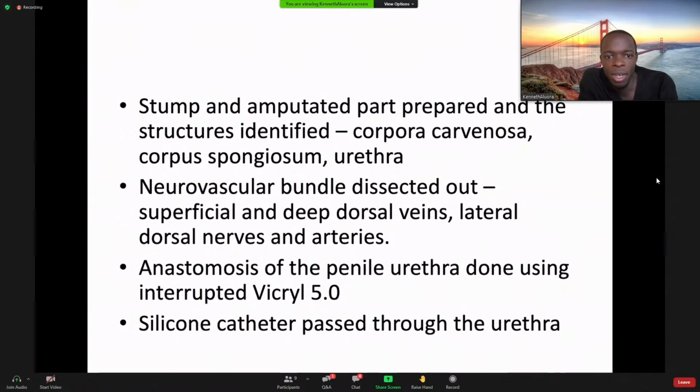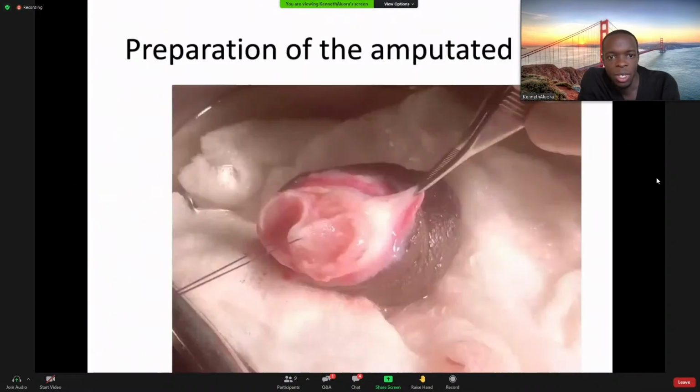The neurovascular bundle was dissected out. The superficial dorsal vein was not so good because it had been crushed, but we identified it. The deep dorsal artery and the deep dorsal vein were good. Then the dorsal arteries and the dorsal nerves we also visualized and repaired. So first we started with the anastomosis of the penile urethra, which was done using interrupted Vicryl 5, and then a silicone catheter was passed through the urethra.